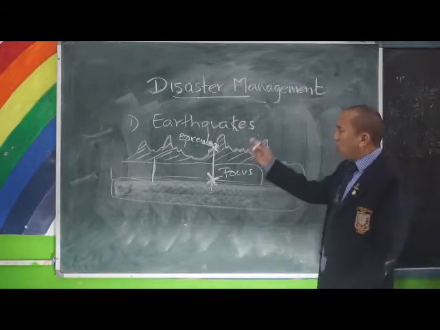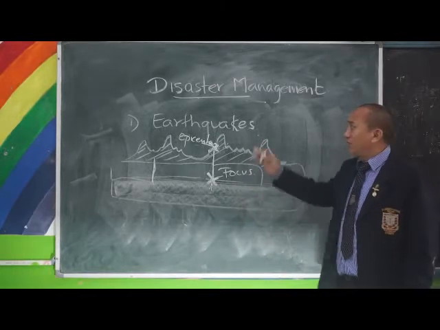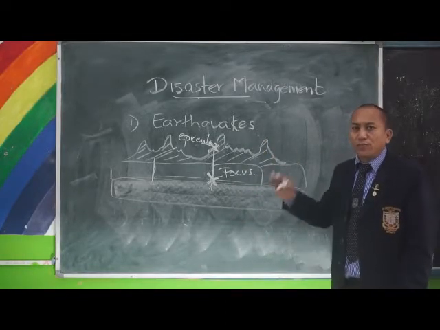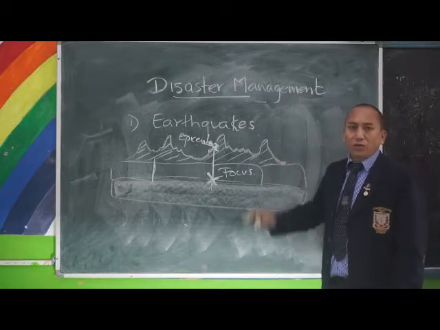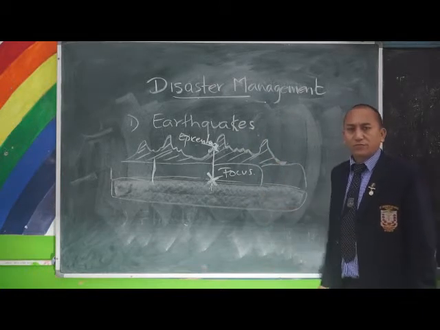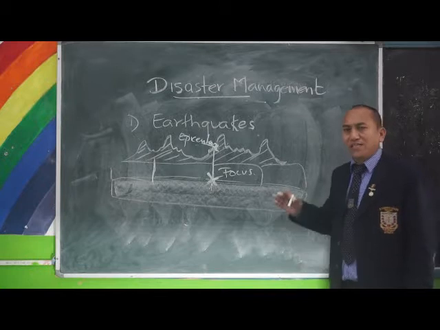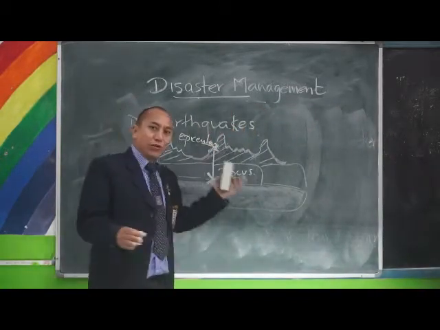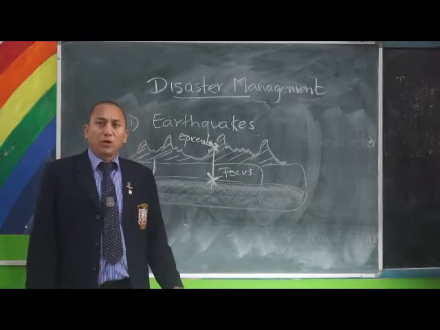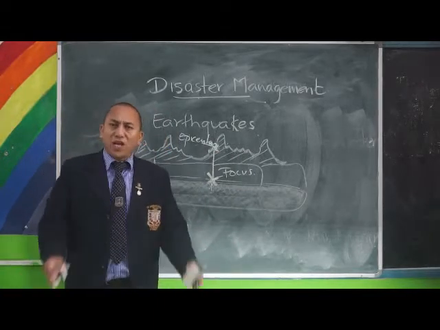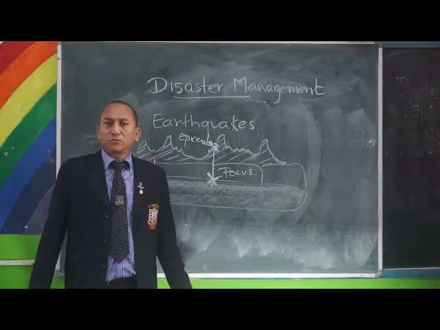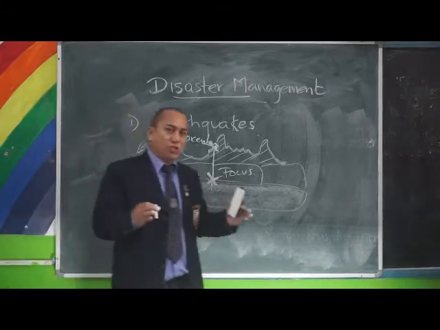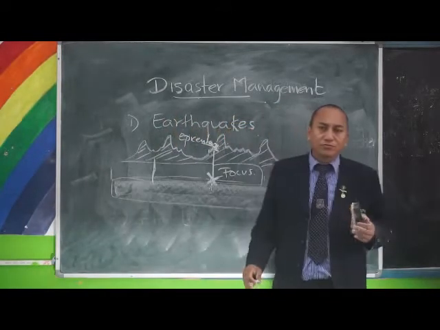So now let's see what precautions we could take to minimize the damage from the earthquake. The first thing is that we could build houses which are earthquake resistant. We could build houses which are not very tall. We shouldn't build very tall houses. We should build houses which are earthquake friendly.